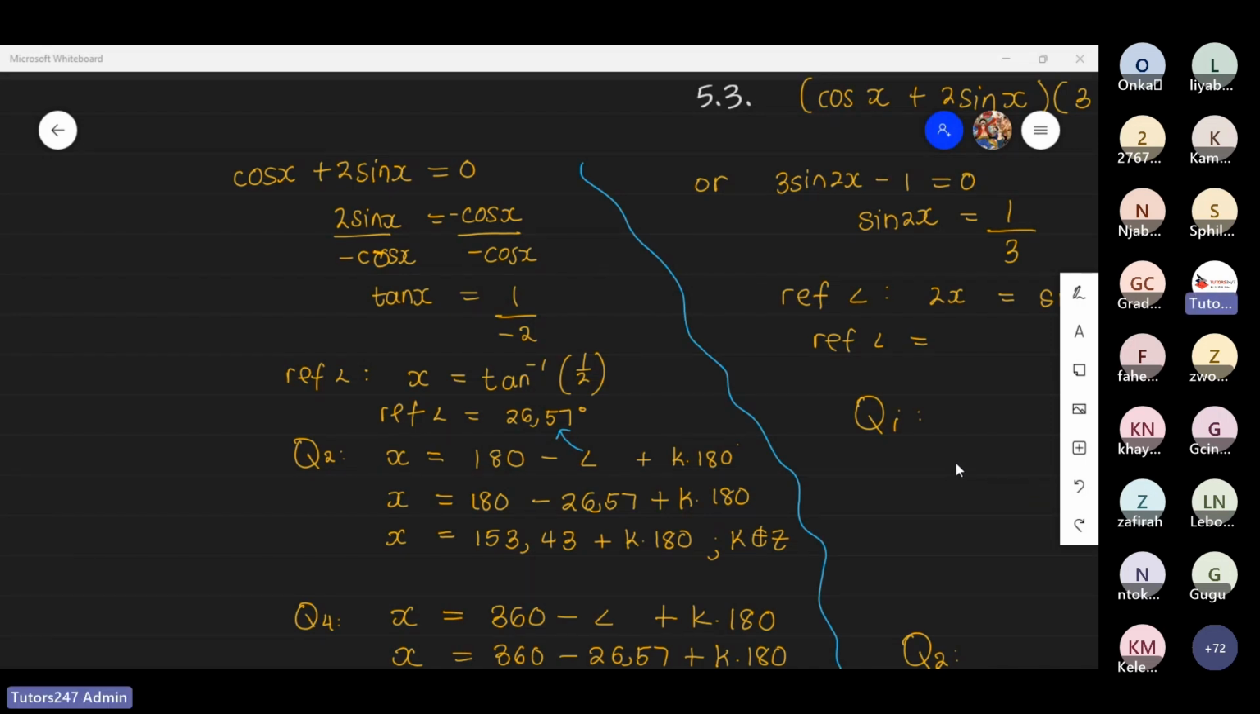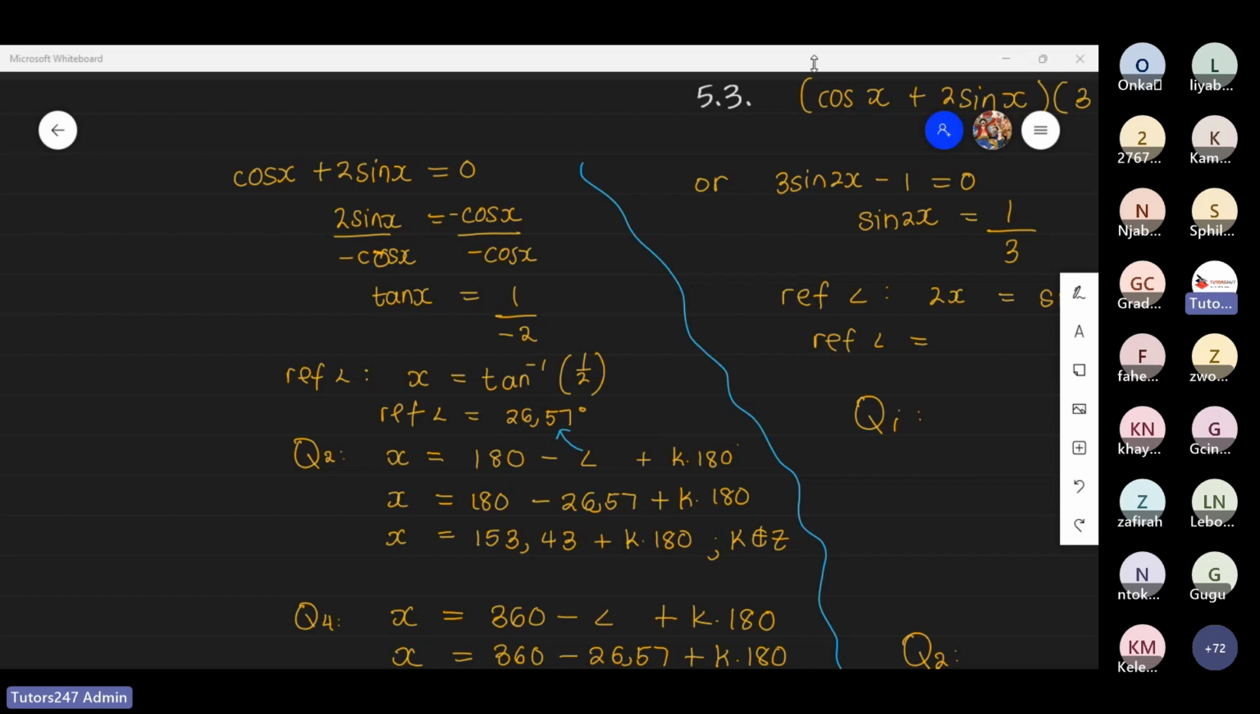Then, why is x plus 26.56 instead of minus? Okay, Kimberly, keep in mind that we said we do not want a negative reference angle. It makes life complicated. So always keep your reference angle as a positive, okay?